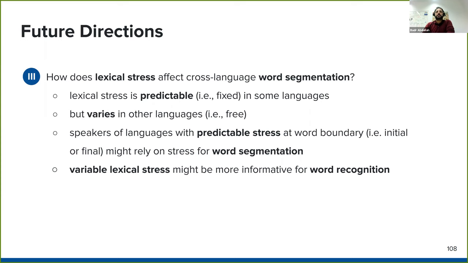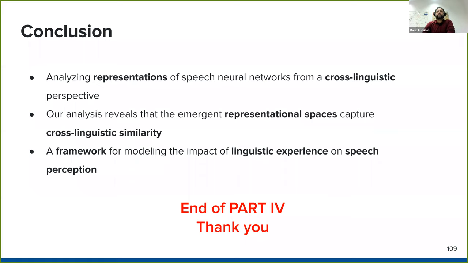So to conclude this talk, in the first case study, I've shown an analysis of the emergent representations in deep neural networks for spoken language ID. And we showed that they correspond in some ways to our linguistic intuitions.